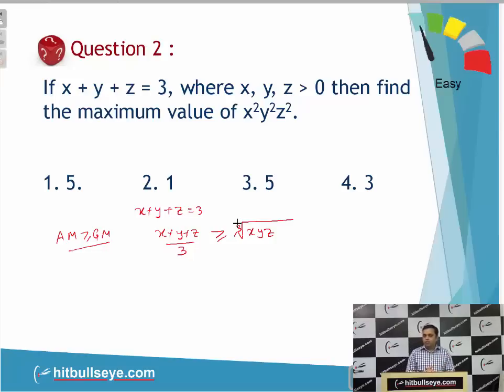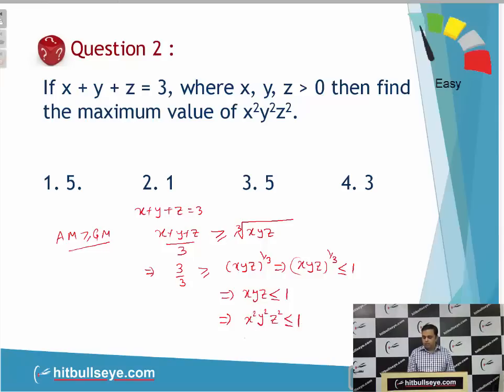Now put the value of x plus y plus z here, we get 3 divided by 3 greater than or equal to (xyz) raised to power 1 by 3, or we can write it as (xyz) raised to power 1 by 3 is less than or equal to 1, which gives us the result that xyz is less than or equal to 1, or from here we can say that x² y² z² is again less than or equal to 1. That means the maximum value that x² y² z² can take is equal to 1.